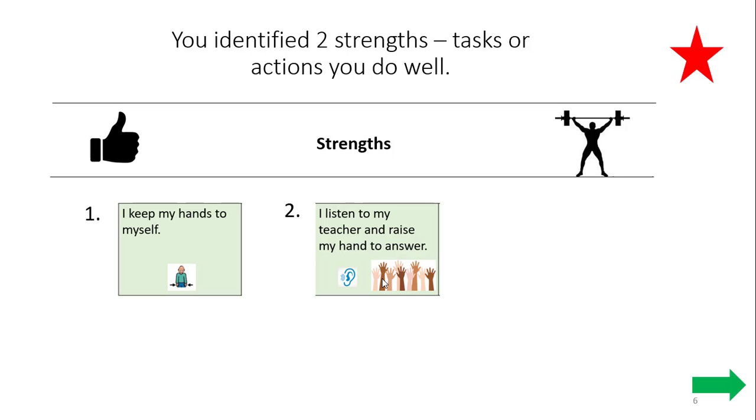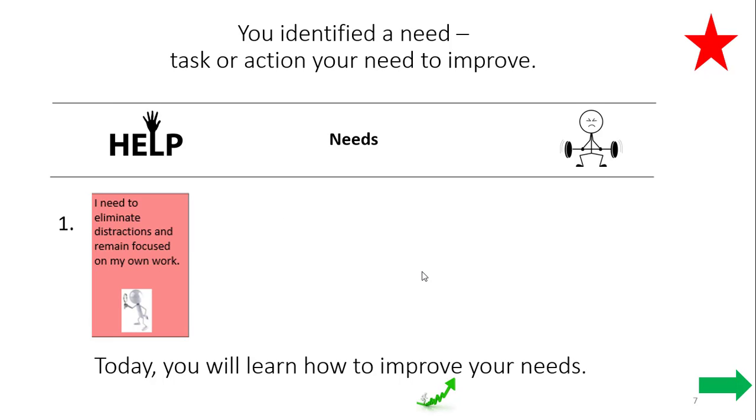You identified 2 strengths or tasks or actions that you do well. You said, I keep my hands to myself and I listen to my teacher and raise my hand to answer. These strengths make you an excellent student. You also identified a need or a task or action that you need to improve. You said, sometimes I need to eliminate distractions and remain focused on my work. And today you're going to learn how to improve your needs.